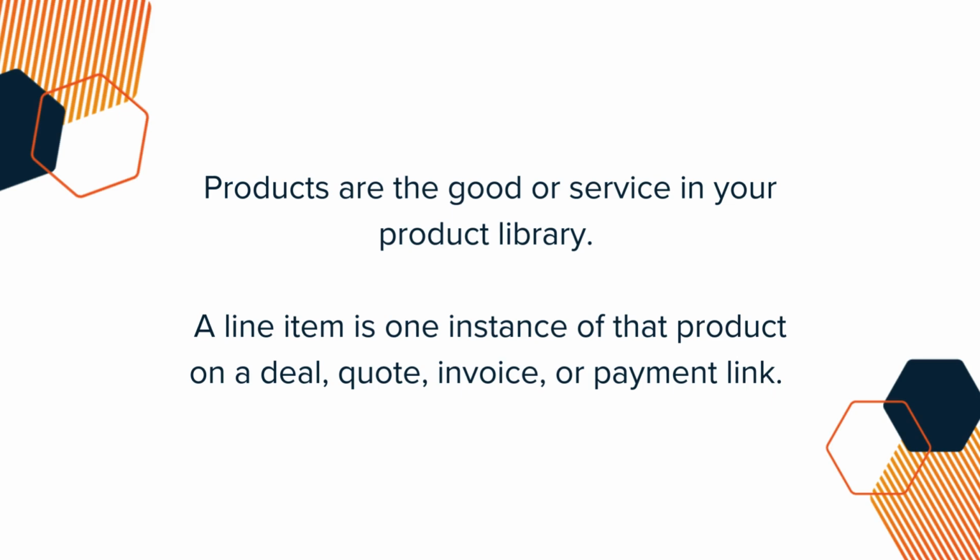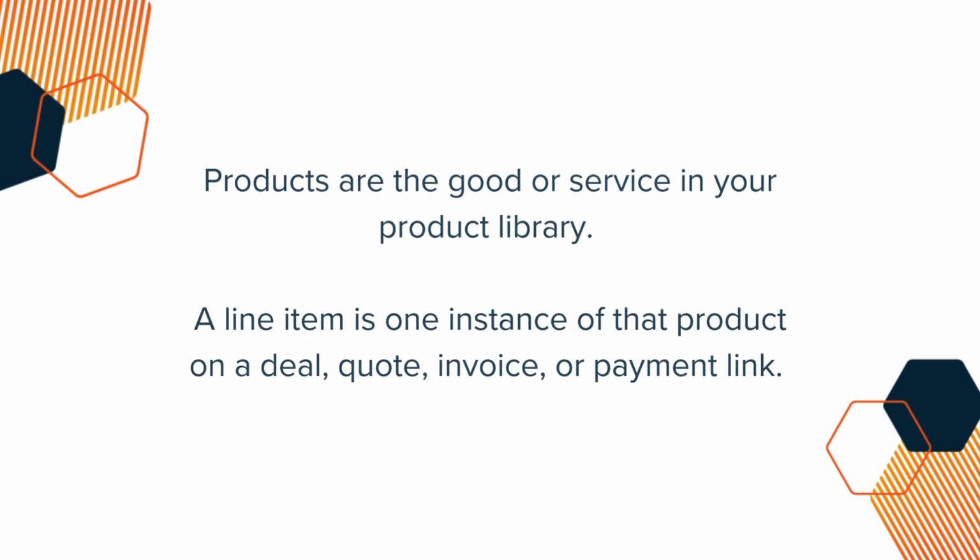Now you might be wondering, what's the difference between a product and a line item? A product is your good or service that can be managed in the product library, while a line item is one instance of that product, which is usually associated with a deal, a quote, invoice, or payment link.